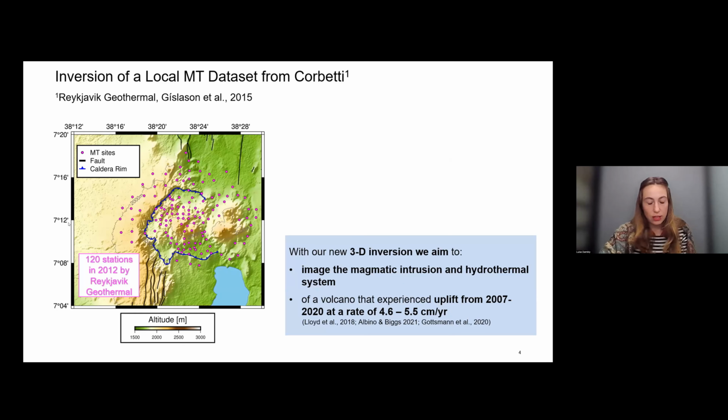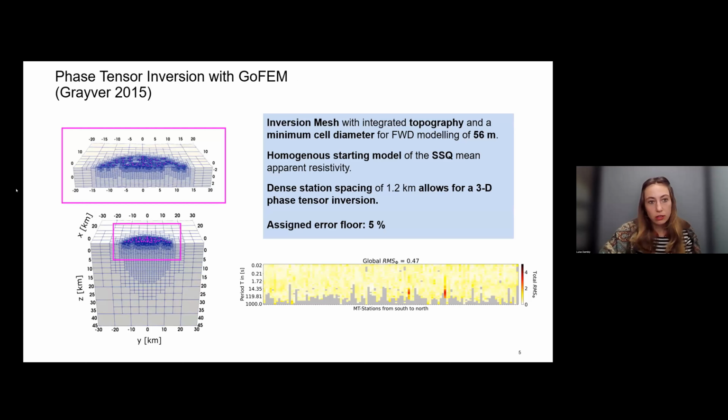And of course, they interpreted them before, but now we wanted to perform a new 3D inversion to see this magmatic and hydrothermal system together. And for that, we used the numerical GoFEM code that Alexander Greiver developed that uses non-conforming, unstructured, hexahedral meshes and can integrate the topography correctly. And for the Corbetti dataset, you see the mesh here, and the station spacing was quite close, so we decided to go for phase tensor inversion, for the MT people.